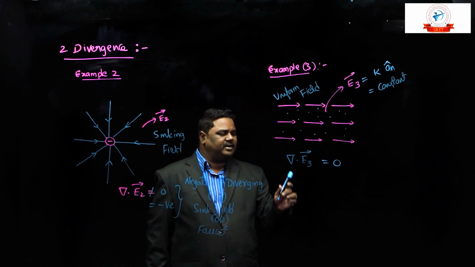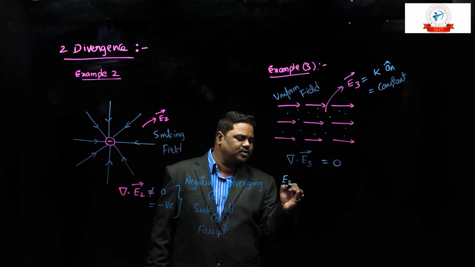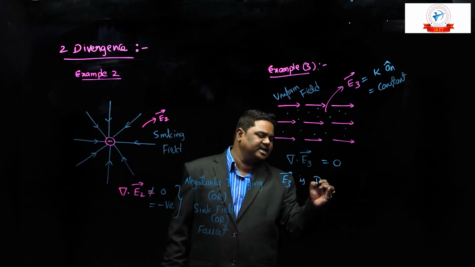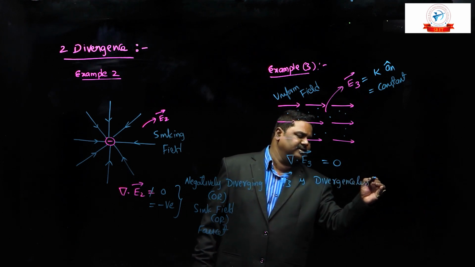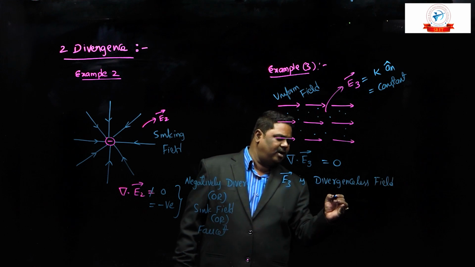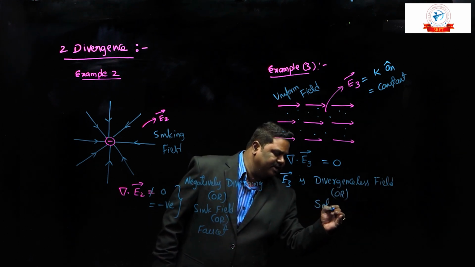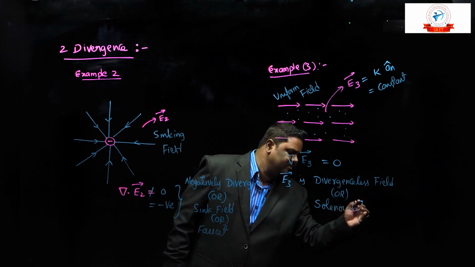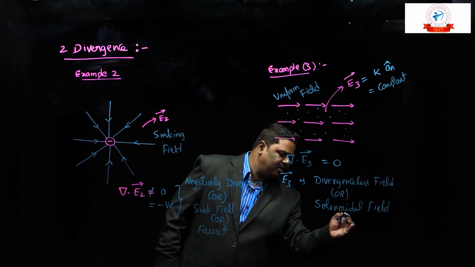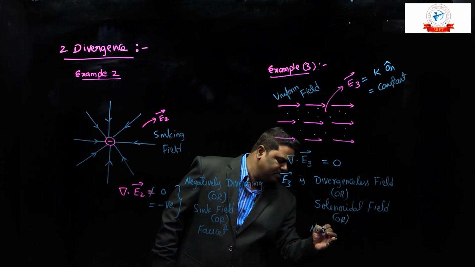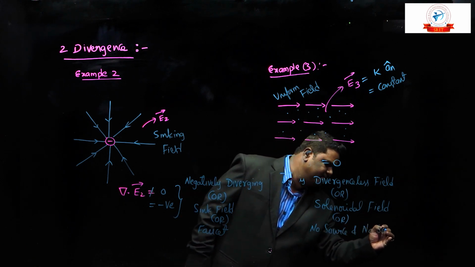So whenever the divergence of any vector field is 0, then the vector field is called divergenceless field, or it is called solenoidal field, or it is called no source and no sink field.